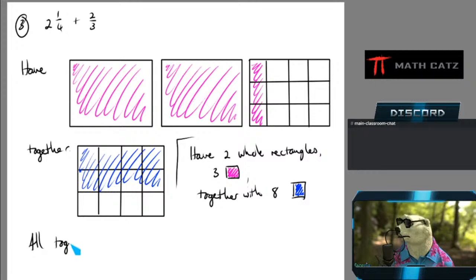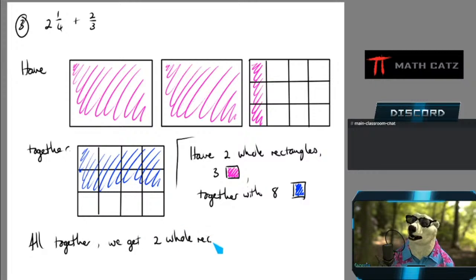All together, we get two whole rectangles, or pizzas, or loaves of bread, and 11 pieces. Now they're merged, so they're not pink, they're not blue, they're just pieces. Now I need to put this 11 specifically into context. How much of a loaf of bread is that?